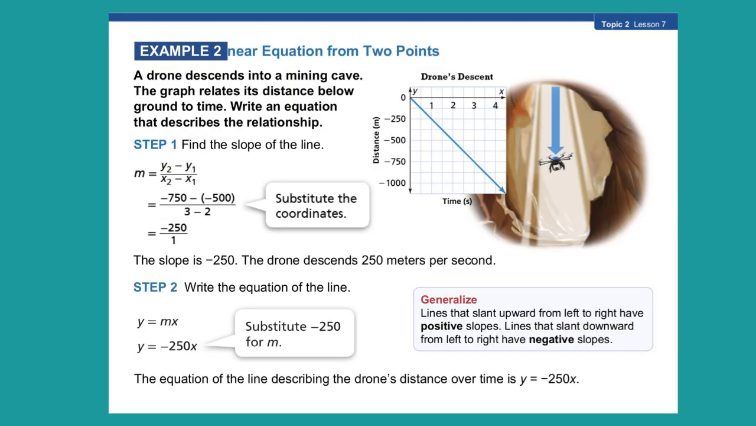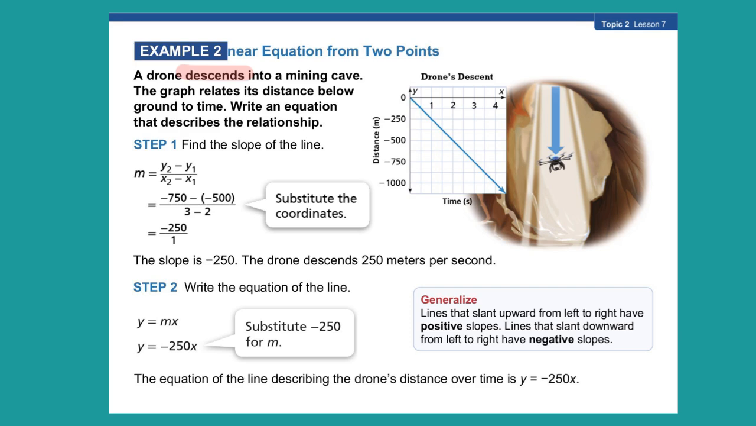This is example number 2 on page 135. A drone descends. That's important because you're going to have a negative slope. In fact, look at your graph. Do you see how it looks like it's going downhill? That's an important indicator that your slope is negative. Anyway, a drone descends into a mining cave. The graph relates its distance below ground to time. Write an equation that describes the relationship. All right, so your book is going to use ordered pairs.